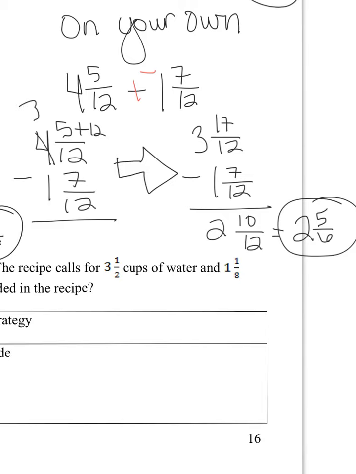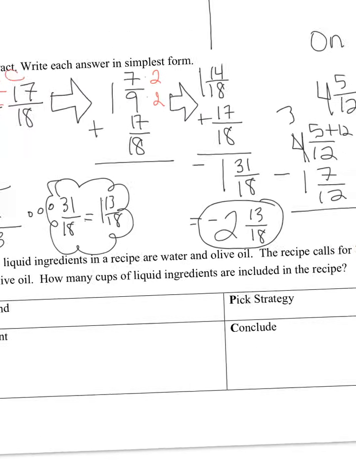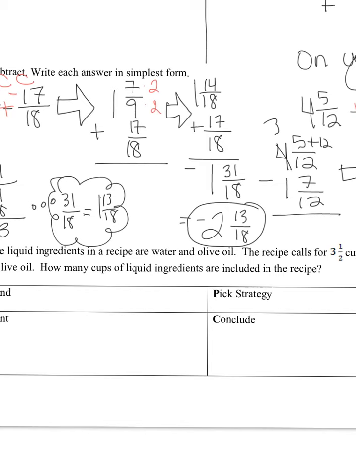And it is your lucky day. You do not need to do the U-pick problem. But I do want you to think about what operation you would use. The example is: the liquid ingredients in a recipe are water and olive oil. The recipe calls for 3 and 1/2 cups of water and 1 and 1/8 cups of olive oil. How many cups of liquid ingredients are included in the recipe? So just answer what operation you will need, and that wraps up the video.